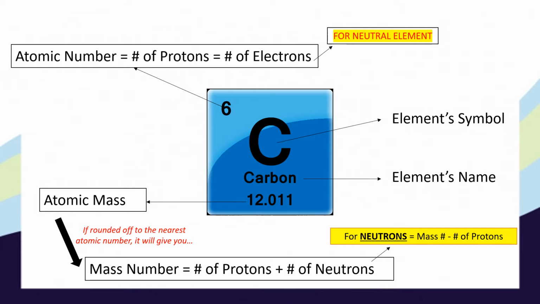So, don't be confused between the terms atomic mass and mass number. Atomic mass is the mass of an element in the periodic table. Once you round off the atomic mass to the nearest whole number, you already have the mass number. And mass number can be solved using the summation of the number of protons and the number of neutrons. So there you have it. We can now start solving for the atomic number, mass number, proton, electron, and neutron of an element.